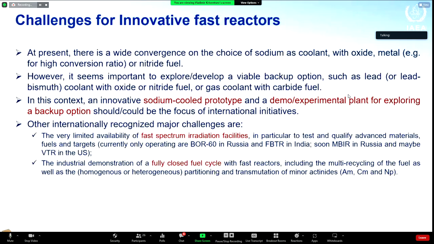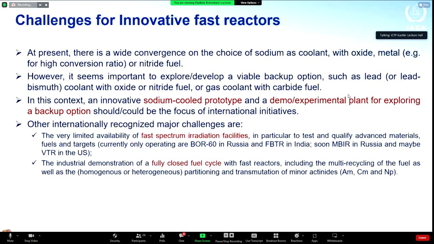Before I complete that, I just want to show the challenges. For innovative fast reactors, most of which are fast neutron spectrum reactors, there are several challenges. At present, the most mature technology is sodium-cooled fast reactors with oxide, metal, or nitride fuel. This is what we know. However, it seems important to develop viable backup options such as lead or lead-bismuth coolant with oxide or nitride fuel, or maybe also gas coolant with carbide fuel. It was an idea which is not very popular now, or molten salt-cooled reactors also.